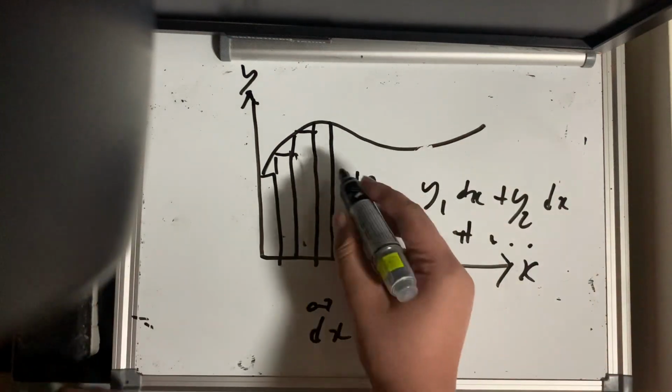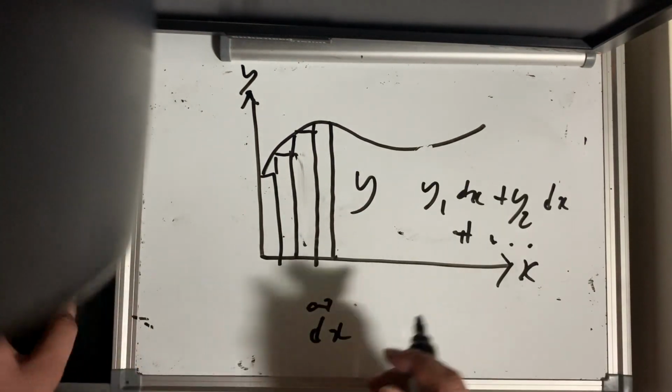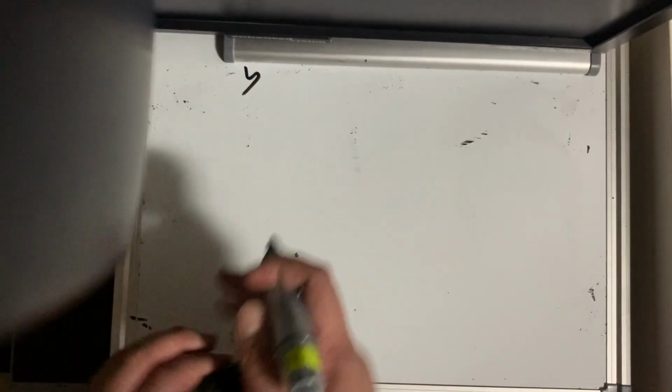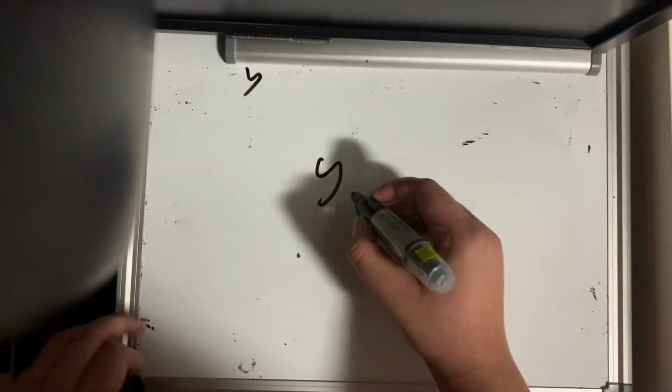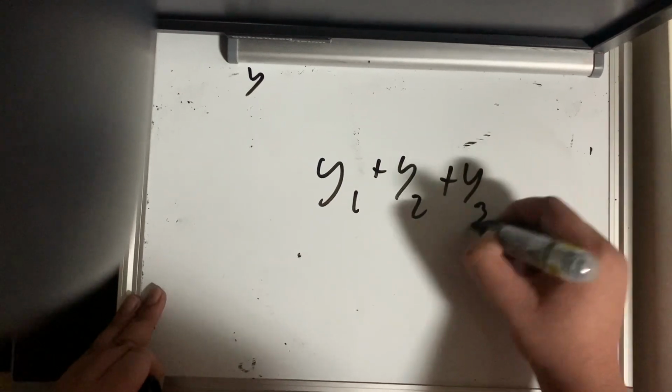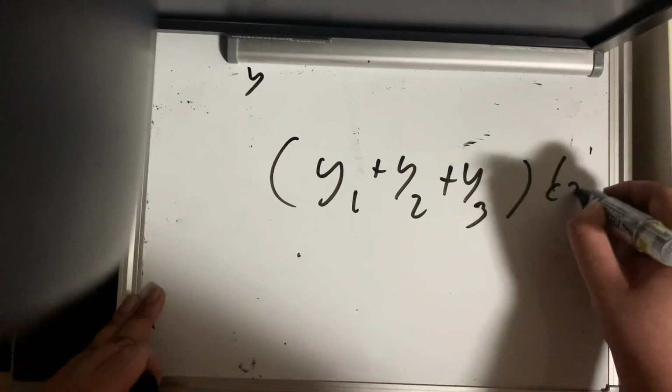But if we factor out the dx, we don't need the diagram anymore. All we get is a bunch of y values all summed up together, y1 plus y2 plus y3, whole thing multiplied by dx.